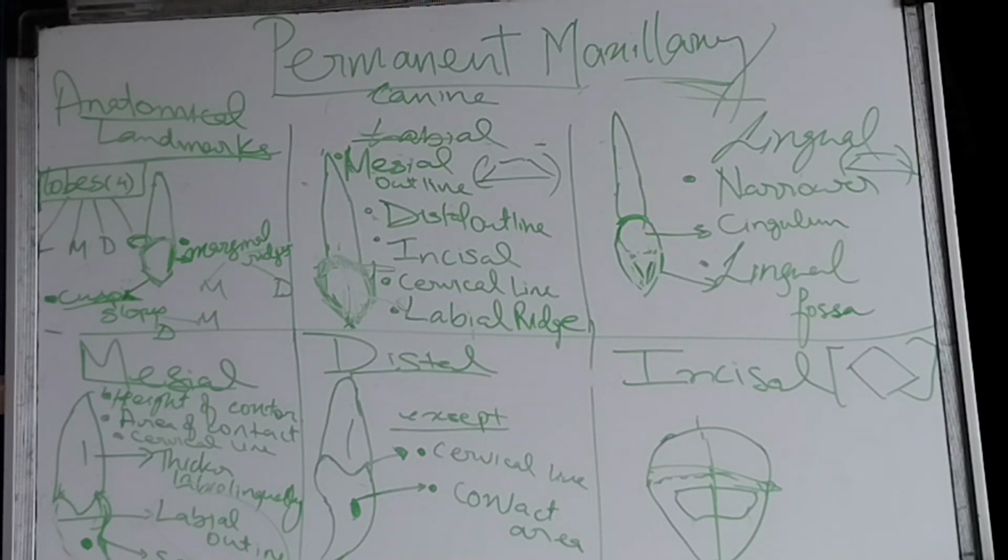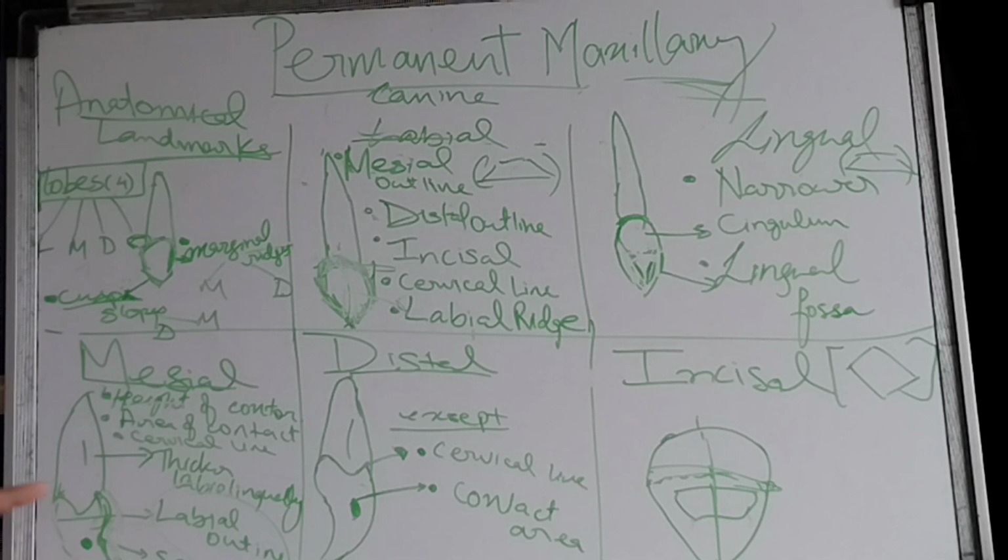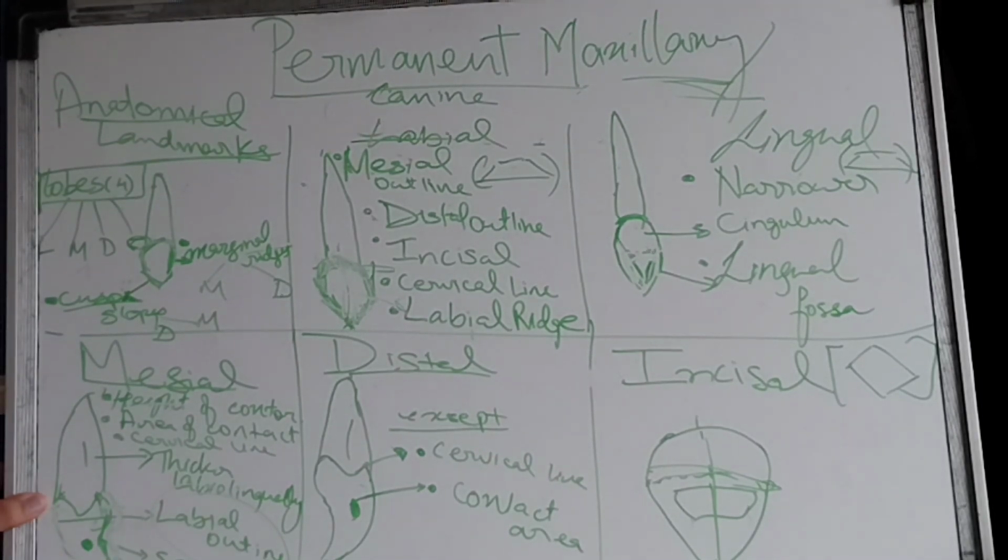Then the lingual outline, it is S-shaped. Why is it S-shaped? Because there is convexity over here due to the cingulum. Then there is again a concavity over here due to the lingual fossa, and then near the cusp tip there is a little convexity over here, which forms the S shape, like this. Okay, so S-shaped lingual outline. Now the height of contour of the labial and the lingual side, both have the height of contour at the cervical third.